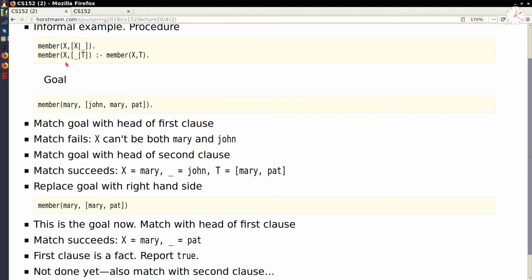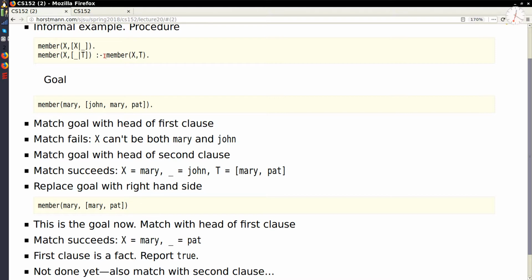It's going to say, well, the first argument has to match, so X equals Mary. The second has to match, so X and the underscore has to match Mary and Pat. This now works, because now X can be Mary and underscore can be Pat, and we've managed to make them match. So Prolog's going to say, true. It has found the way to true.